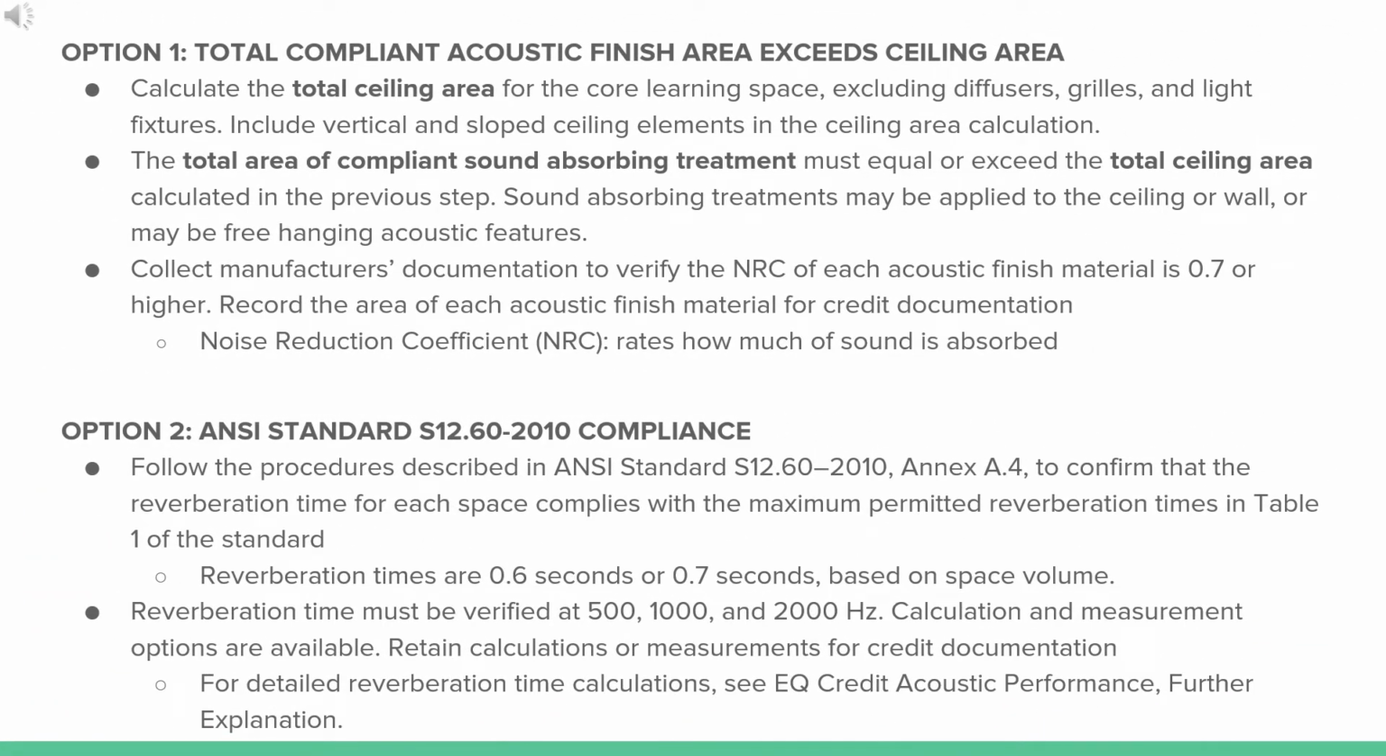Option 1 is total compliant acoustic finish area exceeds the ceiling area. Calculate the total ceiling area for the core learning space, including diffusers, grills, and light fixtures. Include vertical and sloped ceiling elements in the ceiling area calculation.